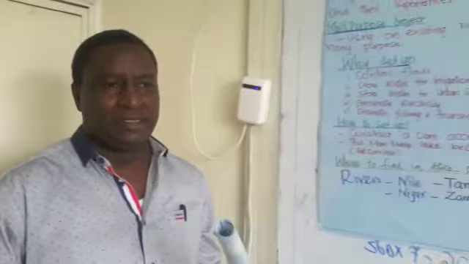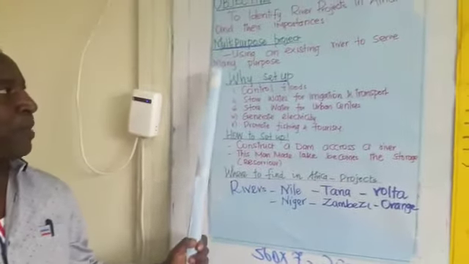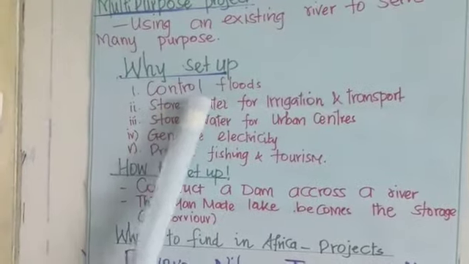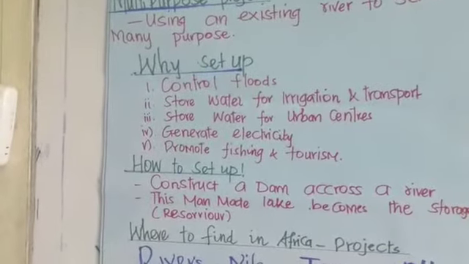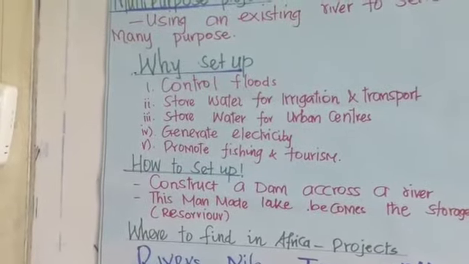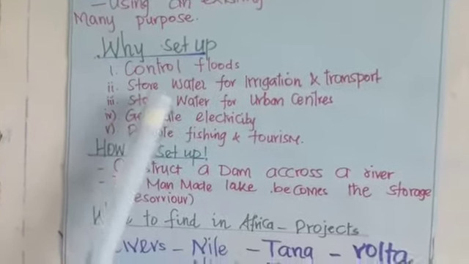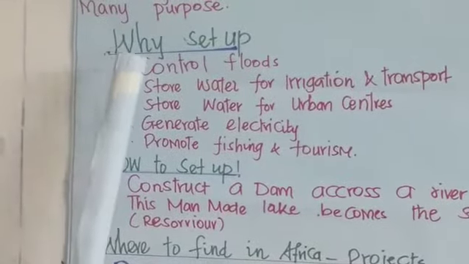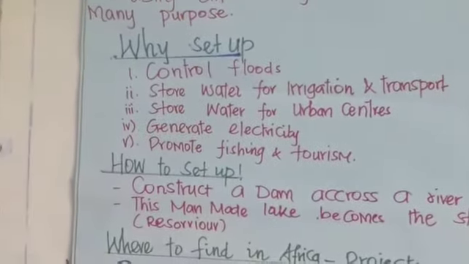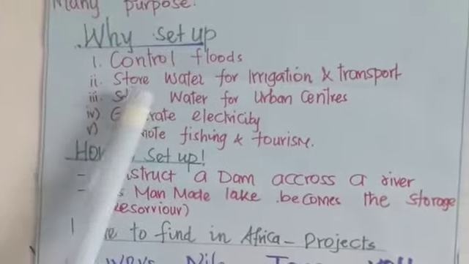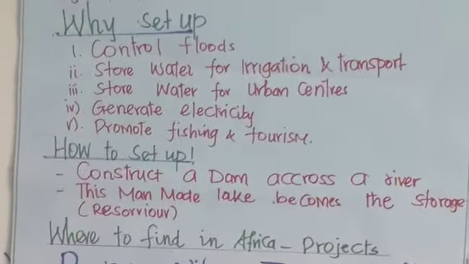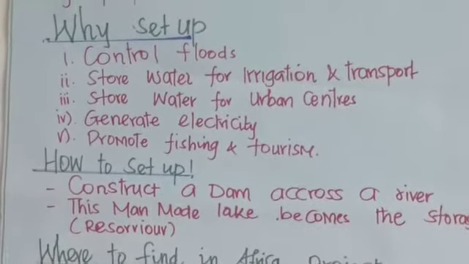Number one, we use multipurpose river projects to control floods. The rainfall is never there throughout the year. There are times the rainfall is very high. So once we put up a multipurpose project on the river, we control the flooding down the river. Number two, we're able to store water for irrigation and transport.